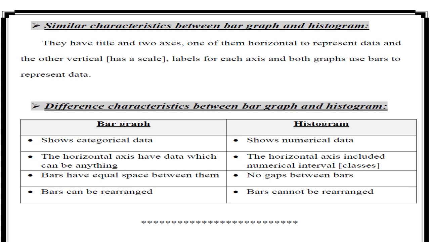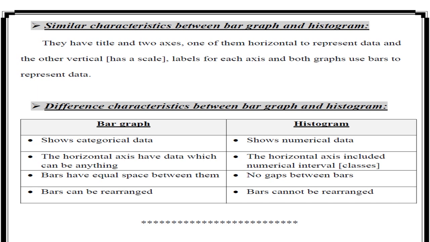The similar characteristics between bar graph and histogram. They both have title and two axes, one of them horizontal to represent data and the other vertical which has a scale. Labels for each axis, and both graphs use bars to represent data.